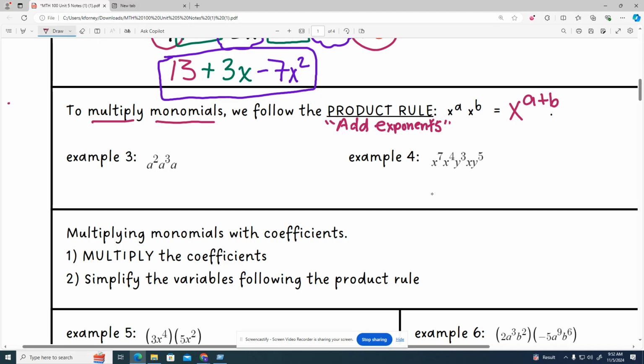Okay. Did you have a question? Okay. Looking at number 3, my base is a. I have a for 3 different pieces. And my exponents are 2, 3, and 1. So when I add my exponents, that's 2 plus 3 plus 1. And that is a to the 6th.